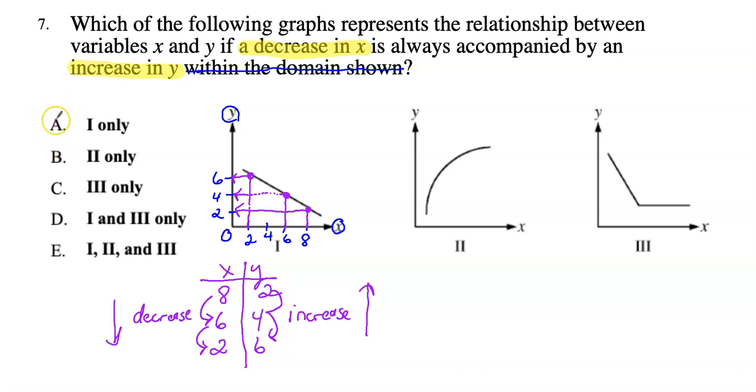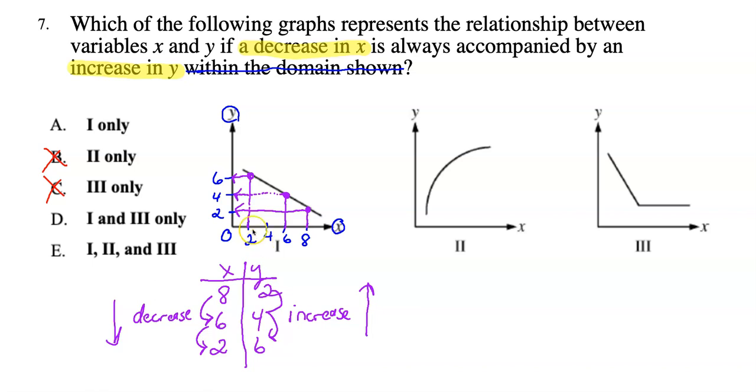Let's see. A contains graph 1, so I keep it, right? Anything that doesn't contain a graph 1, we get rid of. B's gone because it says only 2 works, but we know graph 1 works, and C's gone because it says only graph 3 fits this description, but we already have shown that graph 1 works. Now, D and E we need to keep because it has graph 1 in it right here. So now if you need to guess, you can guess. You have a better chance of guessing.